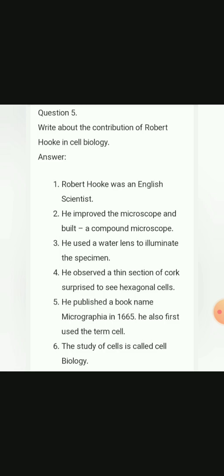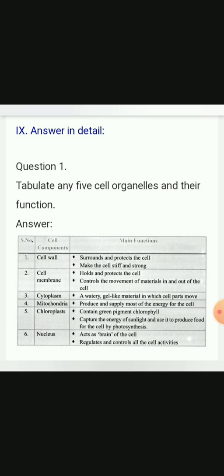Next, fifth one. Write about the contribution of Robert Hooke in cell biology. Answer. Robert Hooke was an English scientist. He improved the microscope and built a compound microscope. He used a water lens to illuminate the specimen. He observed a thin section of cork under the microscope to see hexagonal cells. He published a book named Micrographia in 1665. Also first used the term.